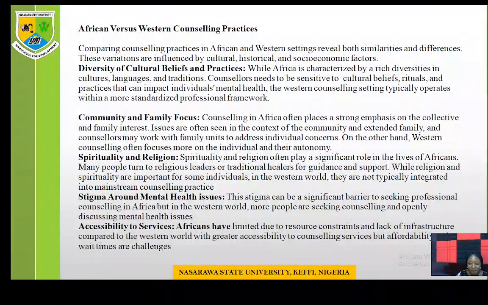This is true. In the Western society, however, an individual has autonomy to seek counseling all by himself without any reference to his community or his family. Then, another area of difference between African and Western counseling practices is the issue of spirituality and religion. Africans are known to be very religious.